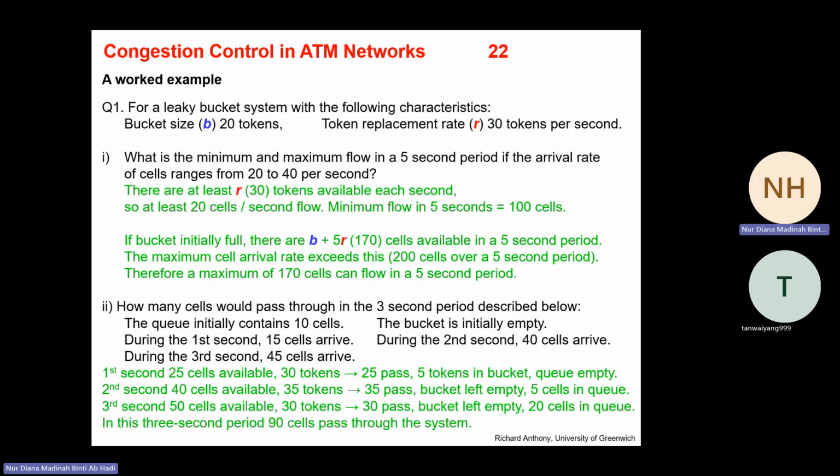Then this is a simple worked example. Question one: for a leaky bucket system with the following characteristics, B is 20 and your replacement rate R is 30 tokens per second. What would be the minimum and maximum flow in a 5 second period if the arrival rate of your cells ranges from 20 to 40 per second?